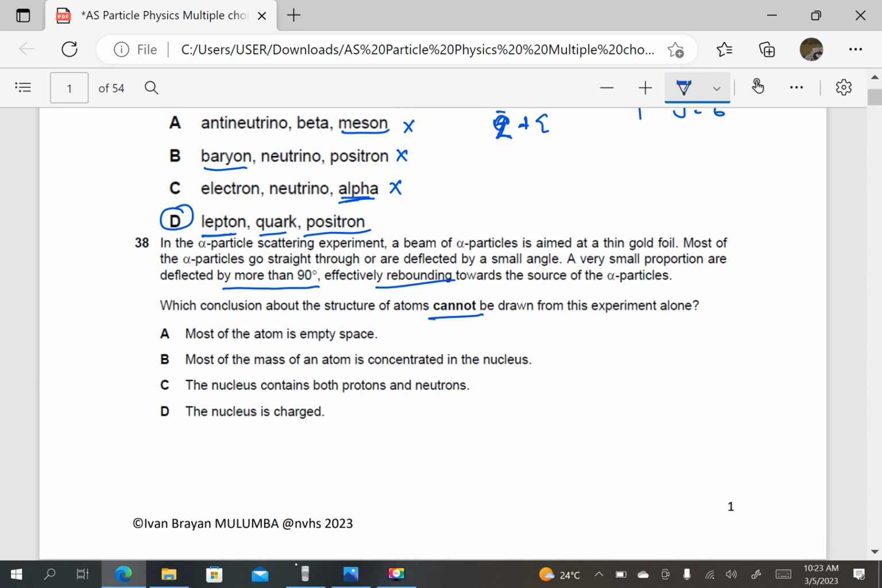The Cambridge examiner makes bold what is most likely going to prevent the student from scoring the mark. That is how generous the Cambridge examiner would be. Which conclusion about the structure of atoms cannot be drawn from this experiment alone?